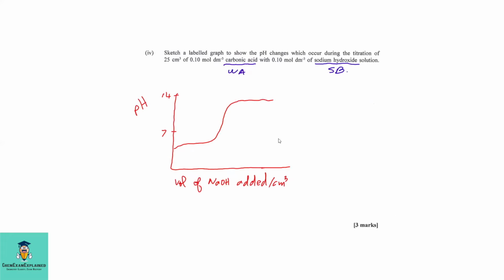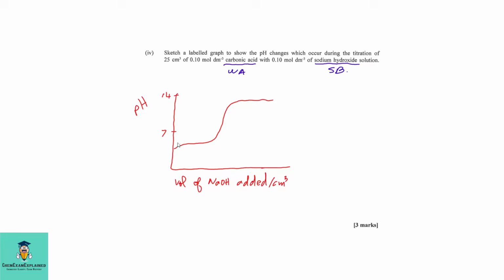B part 4. Sketch a labeled graph to show how the pH changes which occur during the titration of 25 cm³ of 0.1 mole per dm³ carbonic acid with 0.1 mole per dm³ of sodium hydroxide solution. The first thing you must realize is that carbonic acid is a weak acid, while sodium hydroxide is a strong base. We are measuring 25 cm³ of the carbonic acid using a pipette to be placed in a conical flask, and the sodium hydroxide will be placed in a burette.